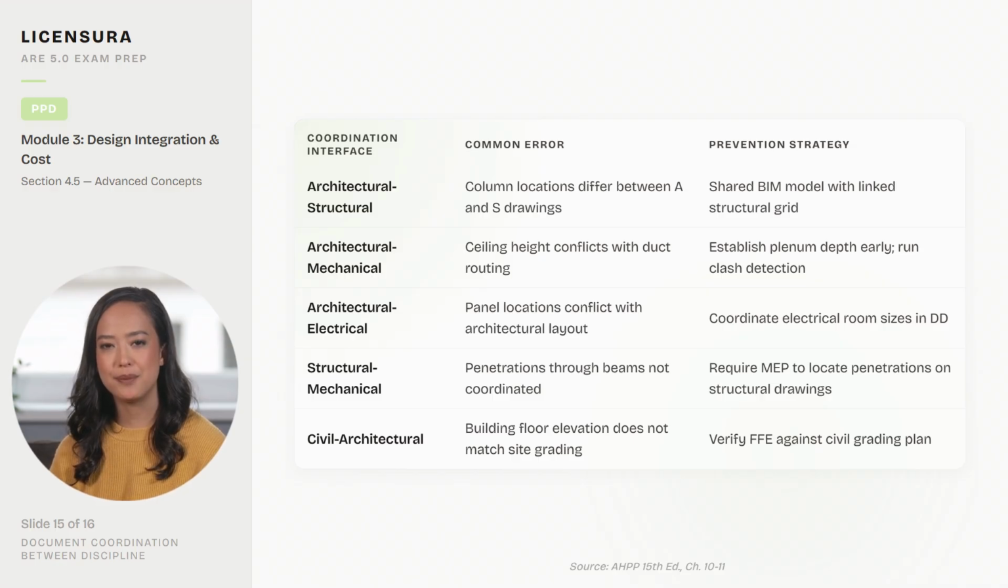Column location discrepancies between architectural and structural drawings are prevented by a shared BIM model. Ceiling height conflicts with duct routing are prevented by establishing plenum depth early. Electrical panel conflicts are prevented by coordinating room sizes during DD. MEP penetrations through structure require early coordination. Floor elevation mismatches with site grading must be verified against the civil plan.